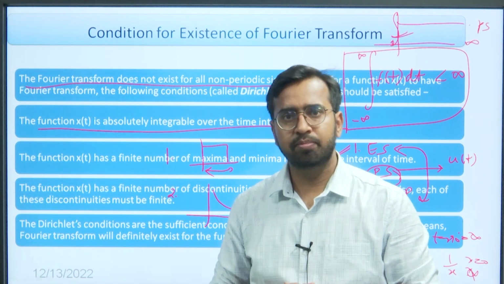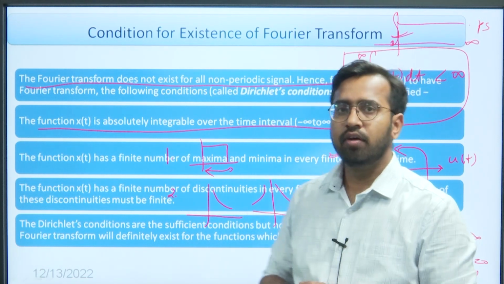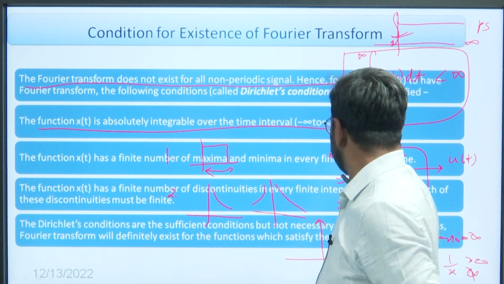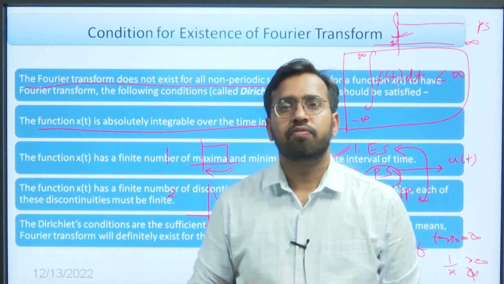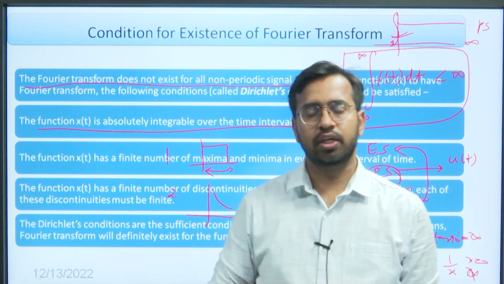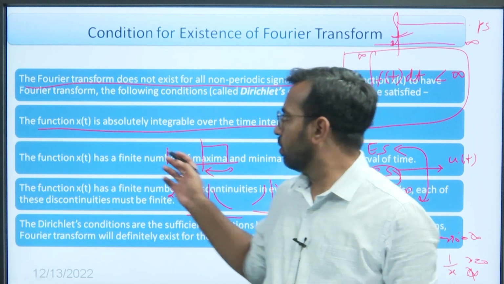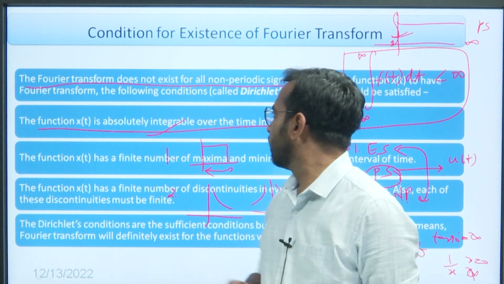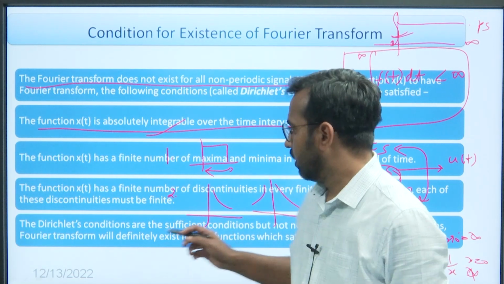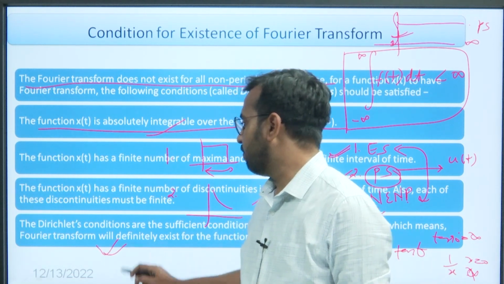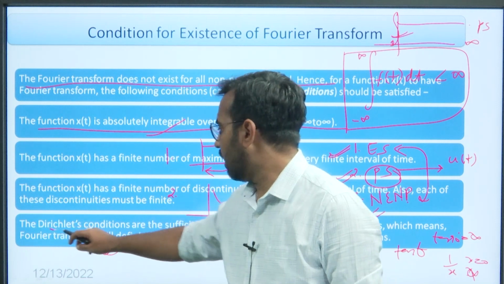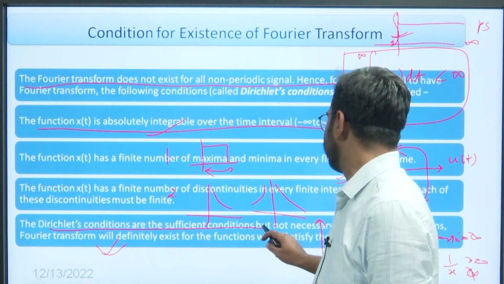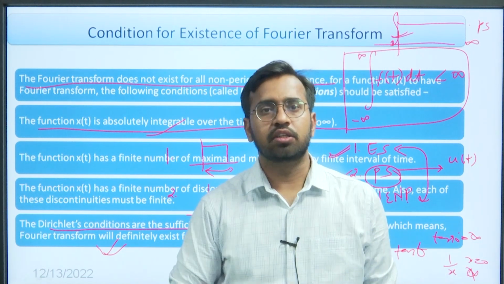So does it mean that we will not be able to find the Fourier transforms of power signals? No. As per the condition, it is saying that the function is absolutely integrable over the time instant. So, this fourth point is very important. The Dirichlet conditions are the sufficient condition, but not necessary condition. It is the sufficient condition.